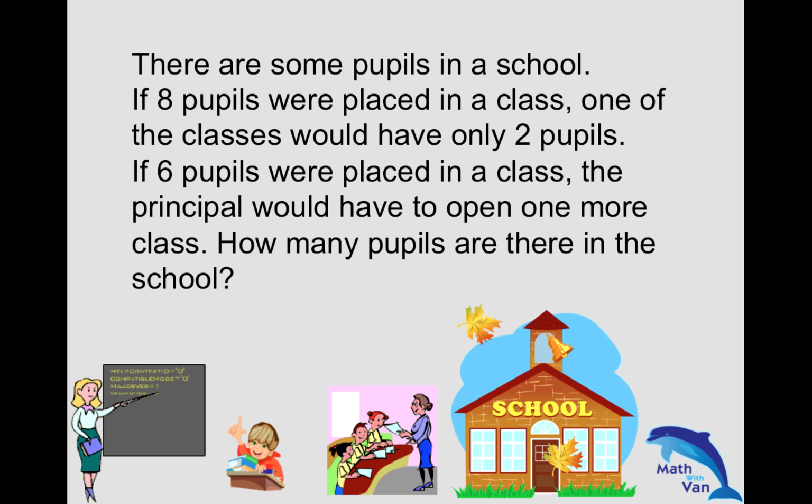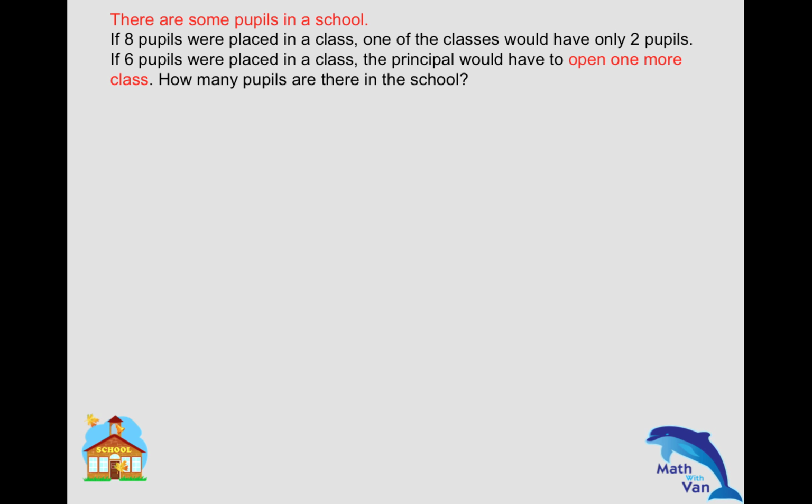So take note of what I am going to highlight in red later on, because that piece of information will serve as an important clue as to which method to use. So there are some pupils in a school, and the principal would have to open one more class. "Some pupils in a school" tells us that the number of pupils remains the same, it's fixed. And since the principal would have to open one more class, it's making reference to scenario 1.